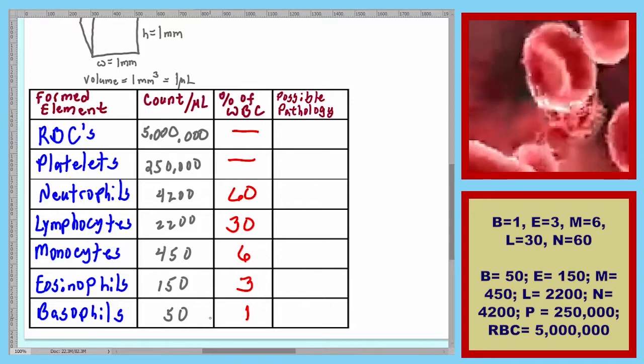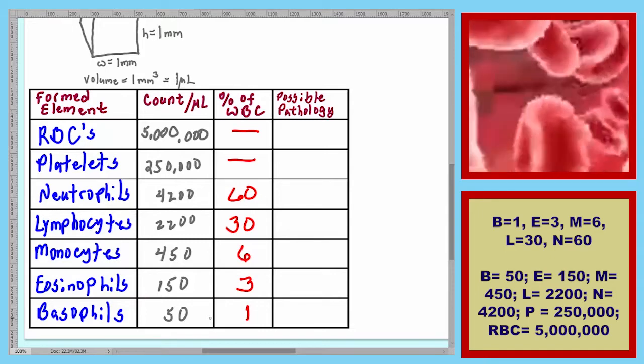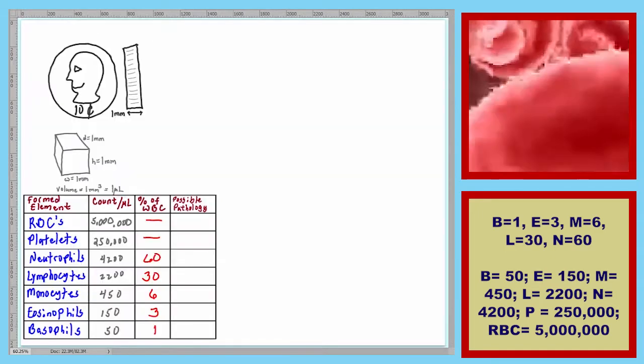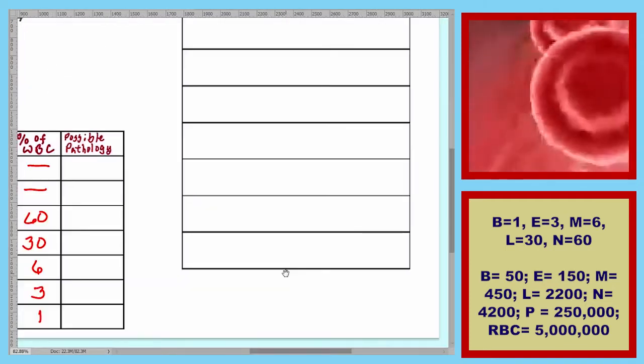Before we discuss the possible pathology, I want us to first graph these data so you can see what it looks like visually. So again, I've just created some straight lines, a table, to use as a starting point. On the x-axis, we're going to have our 5 white blood cells. So let's indicate those here.